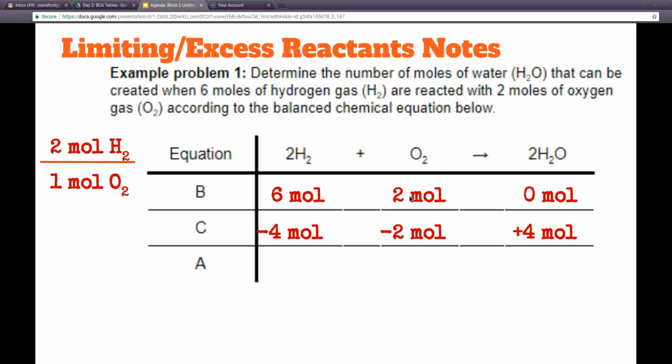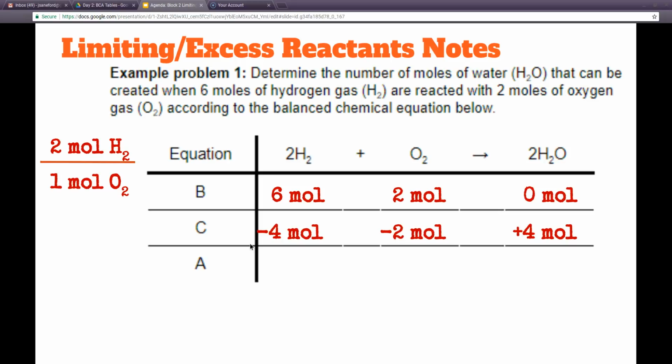So this one's going to be subtracted, and this one's going to be added, right? Because in reactions, reactants go away, and they form new things, and so we get products. So we subtract the reactants and add the products. Now we've got everything filled out for the change line. We just need the after line.